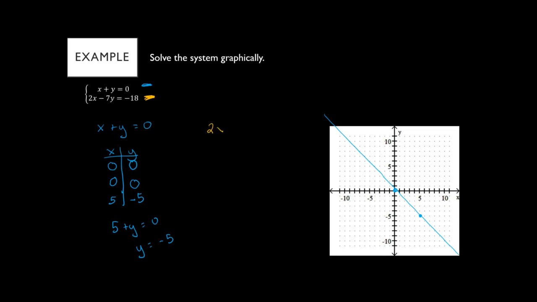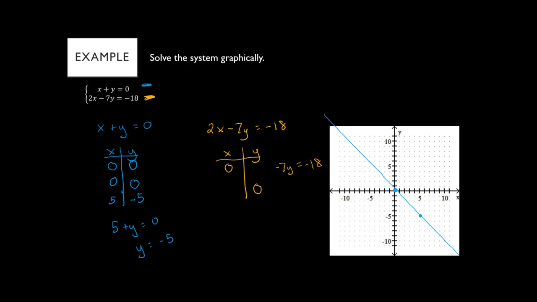And now let's take a look at the second equation. We have 2x minus 7y equals negative 18. So I'm going to use the same method where I'm finding the intercepts. So when x is 0, I'm solving negative 7y equals negative 18. So I have to divide both sides by 7, and it's going to give me a decimal. The exact value would be, we usually write it as a fraction, but for graphing purposes, decimals are easier.